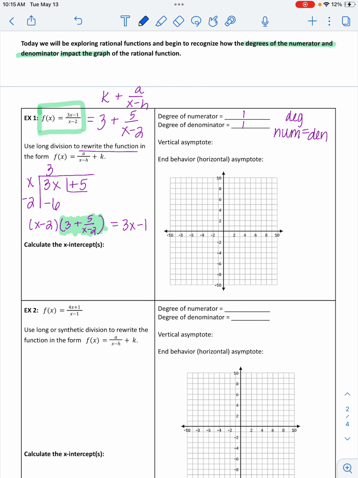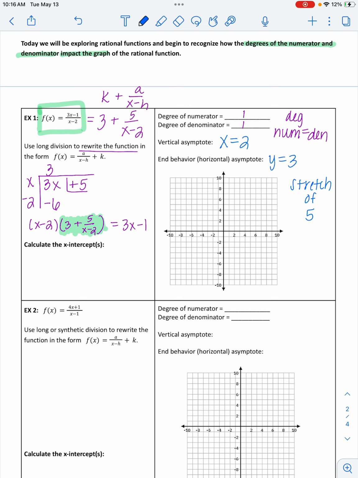So we know our vertical asymptote is x equals 2, and we know our horizontal asymptote, also known as our end behavior asymptote, is y equals 3. And then do we have a stretch? Yes, we have a stretch of 5. So the fact that we are able to divide it, we can put it in the form, answer the questions like we did in the warm-up in last class, and put all of this information on our graph.